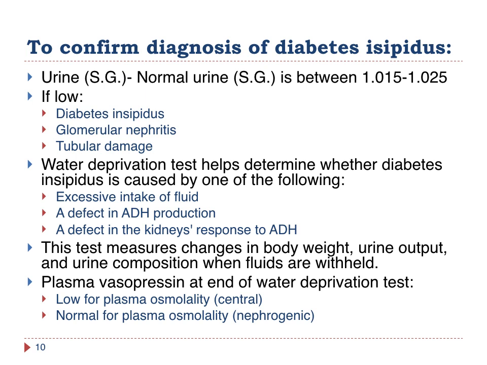Now, this test helps determine whether diabetes insipidus is caused by one of the following. In the water deprivation test, we prevent the patient from drinking water for a certain period of time and monitor the weight, because the patient may become dehydrated, severe dehydration, and this might be life threatening. Of course, the water deprivation test helps determine whether the polyuria is due to excessive intake of fluid, or a defect in the antidiuretic hormone production, or defect in the kidney response to antidiuretic hormone.